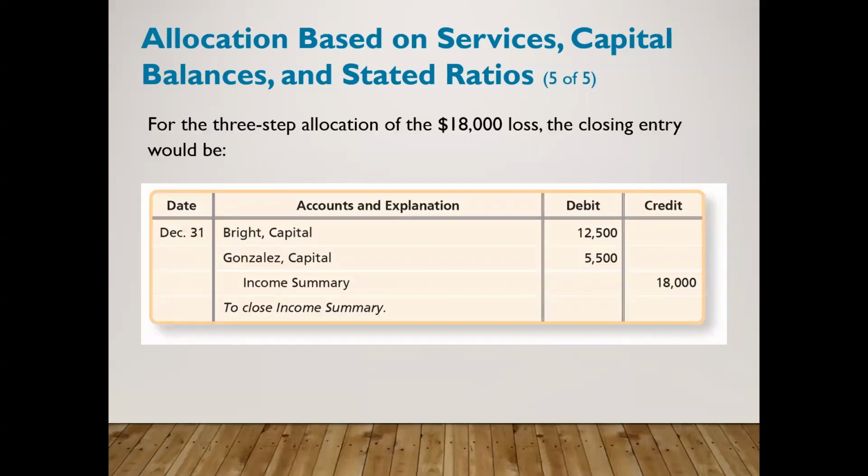For this allocation of the $18,000 loss, the closing entry would debit Bright Capital for $12,500, debit Gonzalez Capital for $5,500, and credit income summary for $18,000.